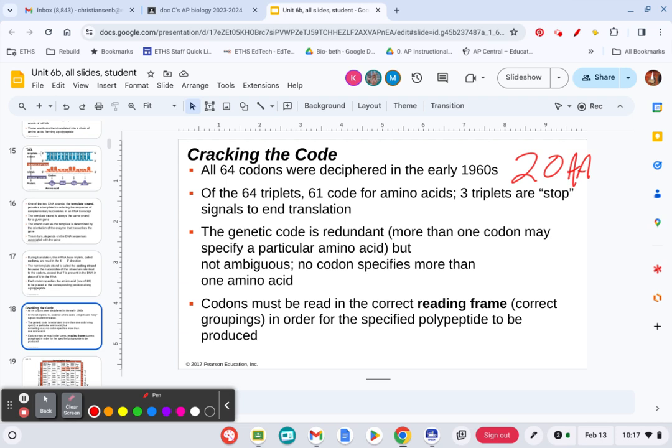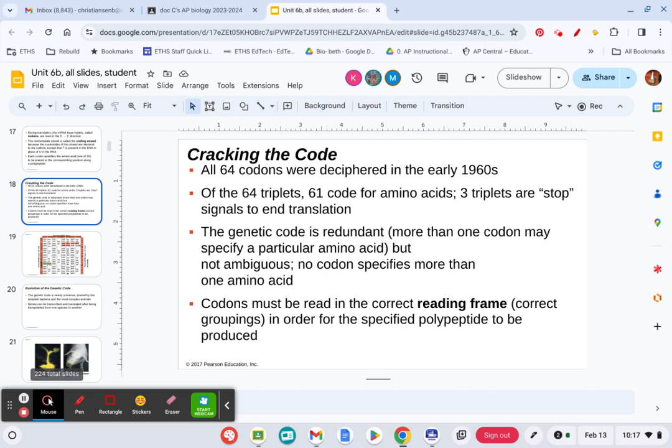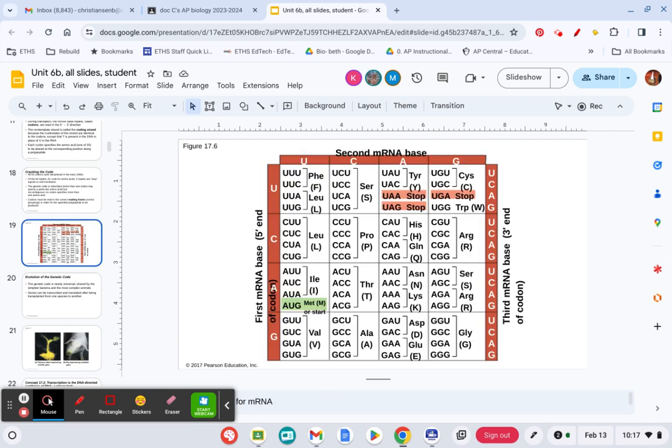It's not really important, I just wanted you to think it through, but you are always going to be given this thing if you need it, which should look familiar. Have you seen this before? Nope. No. Really? I think so. All right. So this is a codon chart.